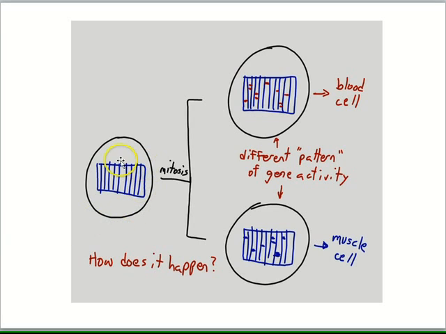Here's another diagram. Let these little bars represent the library of chromosomes. Again, from an original parent cell, two daughter cells can begin to specialize in different ways if they are activating different genes. A different pattern of gene activity will lead these cells to specialize in different ways. The blood cells will produce proteins needed for blood cells, and the muscle cells will produce proteins needed for muscle cells.